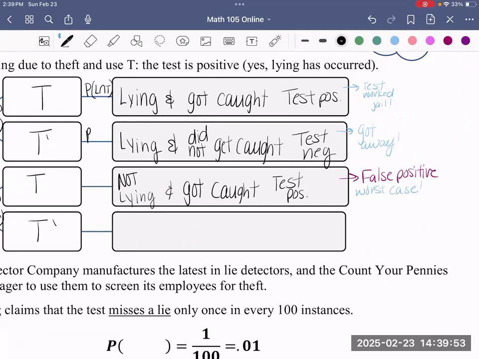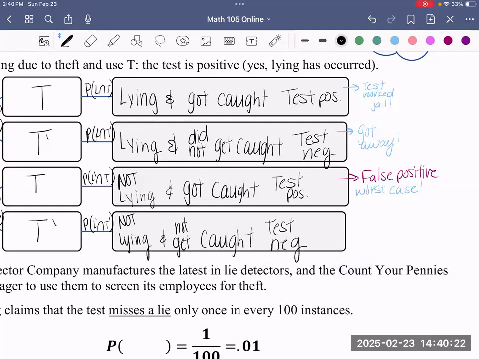And again, I haven't done these portions. You lied and the test didn't catch you. You're not lying, but the test thinks that you are. And the last one, you're not lying and the test is testing negative. So they believe you. Not lying, and did not get caught. They are testing negative. So in this case, it all worked out.